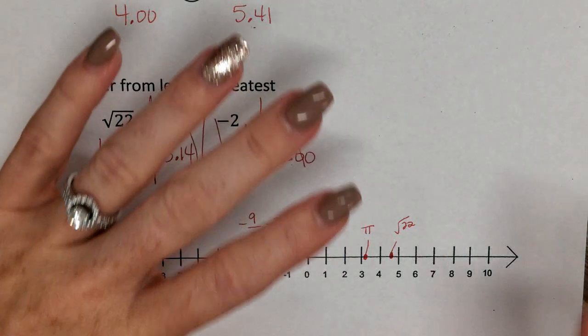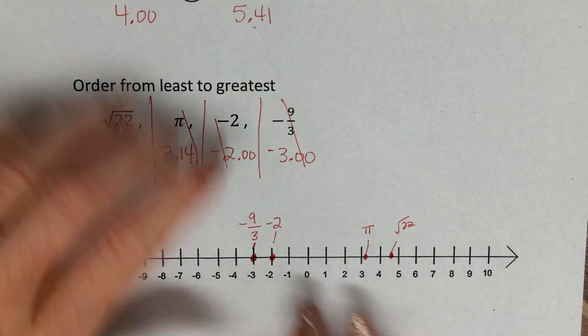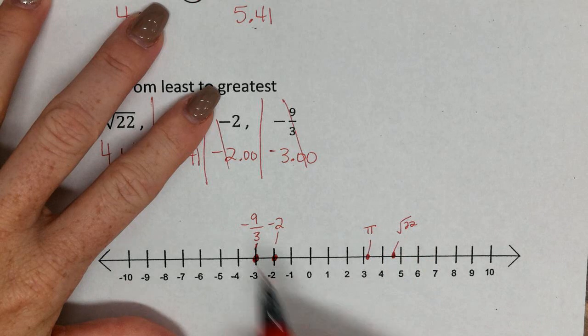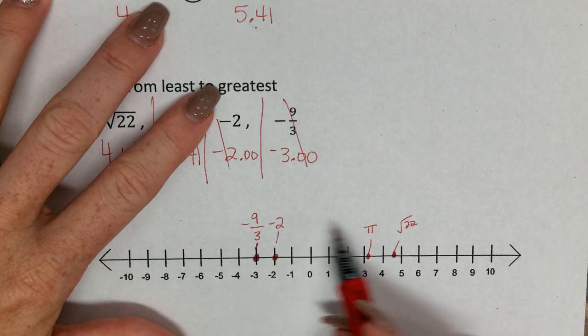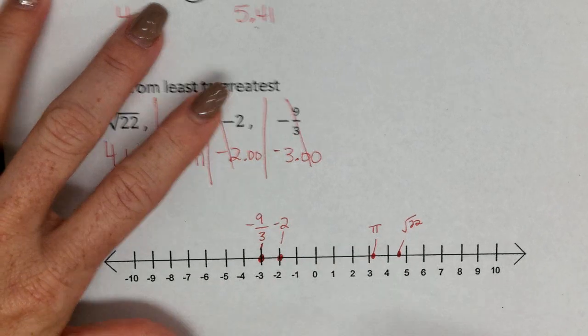Do you have any questions on putting numbers on number lines? Once it's on the number line, is this in order now? From left to right, that is least to greatest. From right to left, that is greatest to least. Now turn to the back.